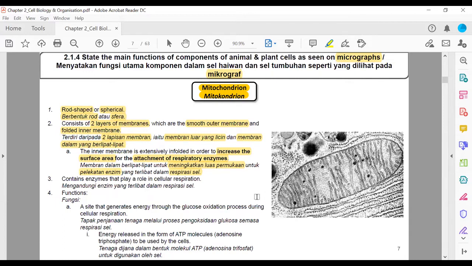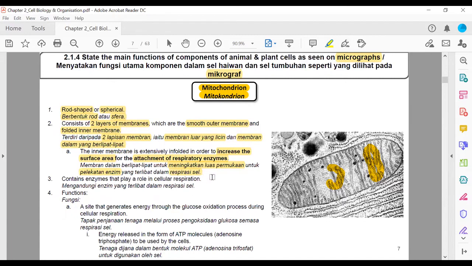So kenapa membran dalam? This is the inner membrane. Kamu tengok dia ada banyak unjuran-unjuran, bukan unjuran, dia hanya berlipat-lipat. So kenapa membran dalam ni berlipat-lipat? Why the inner membrane is folded? Jawapannya ialah increase the surface area, untuk meningkatkan luas permukaan. So untuk meningkatkan luas permukaan, to increase the surface area for what? For the attachment of respiratory enzymes, untuk pelekatan enzim yang terlibat dalam respirasi sel.